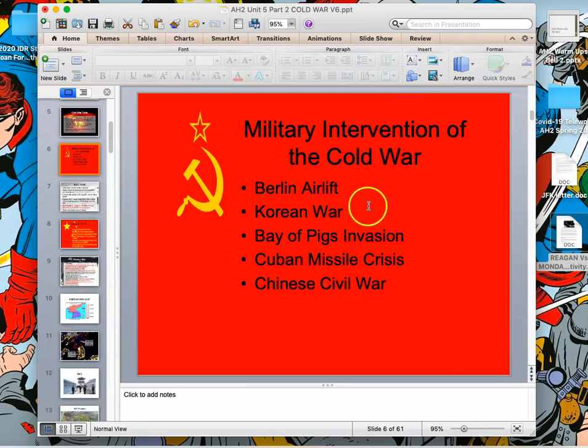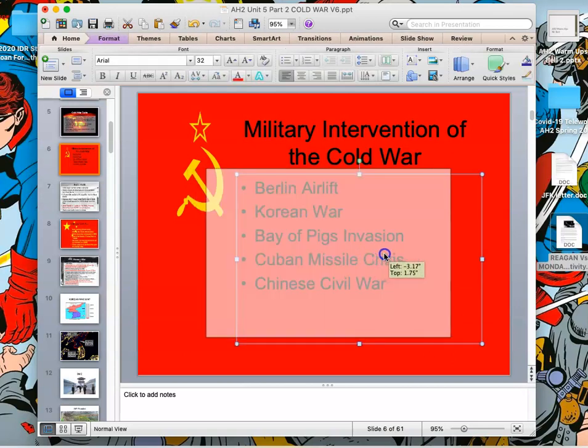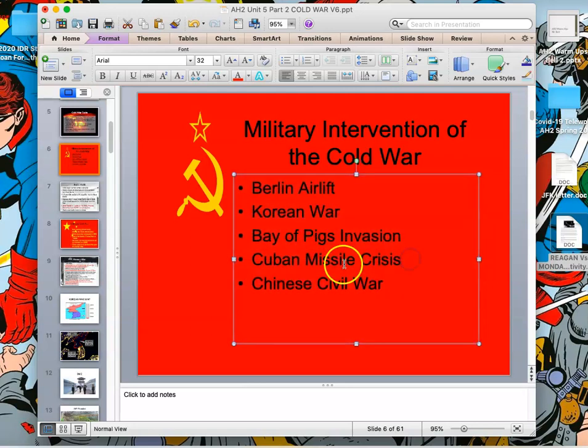So here are some key events that we're going to go over in depth as we move through the Cold War: Berlin airlift, Korean War, Bay of Pigs, Cuban Missile Crisis, the Chinese Civil War. We're going to cover most of these in depth, and it's interesting to see how many major conflicts, like the Korean War, are actually a smaller part of this overall conflict known as the Cold War.